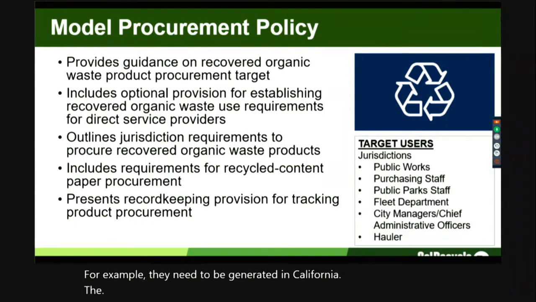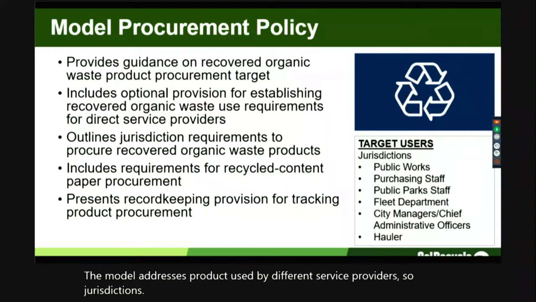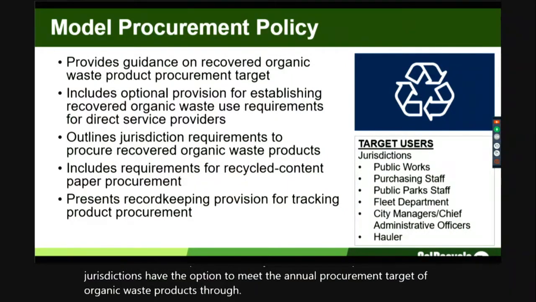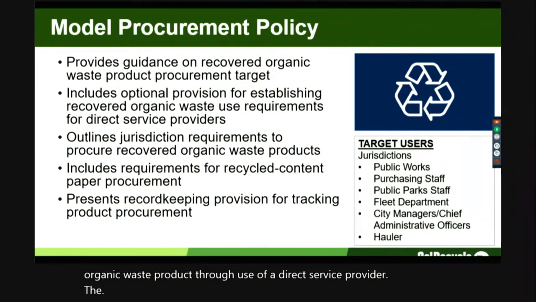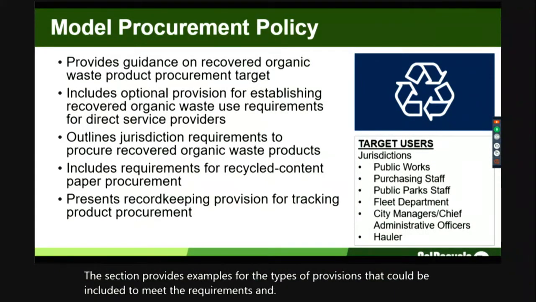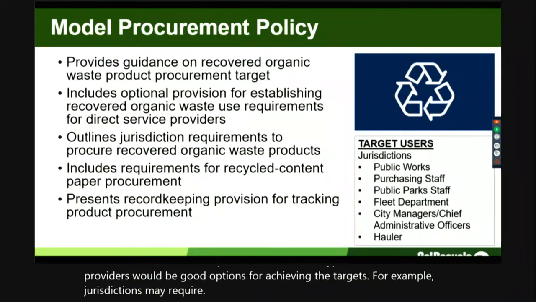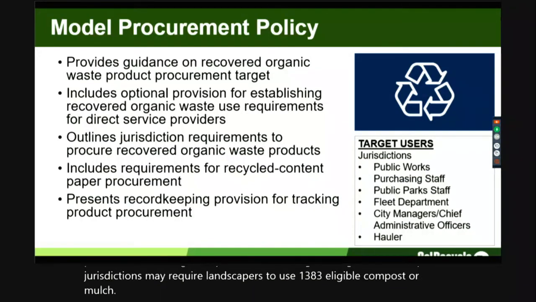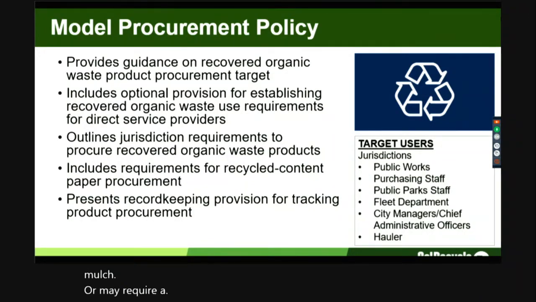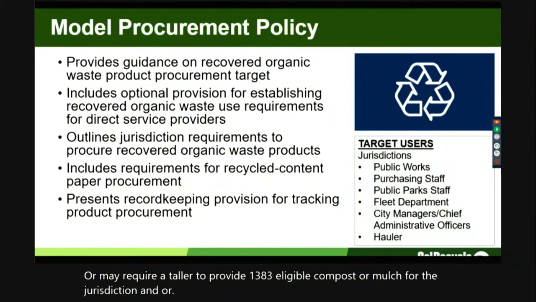The model addresses product use by different service providers, so jurisdictions have the option to meet the annual procurement target of organic waste products through use of a direct service provider. The section provides examples for the types of provisions that could be included to meet the requirements and which types of direct service providers would be good options for achieving the targets. For example, jurisdictions may require landscapers to use 1383 eligible compost or mulch, or may require a hauler to provide 1383 eligible compost or mulch for the jurisdiction and or use renewable gas to fuel the collection fleet.